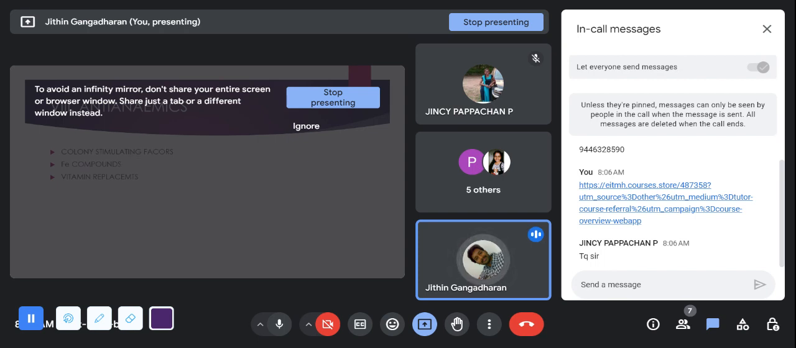Then we give the iron compounds. Kindly note here the iron injections. If it is a syrup, we usually advise using a straw because it will stain the teeth. When we are giving an IM injection of these iron compounds, the Z-track method has to be followed.